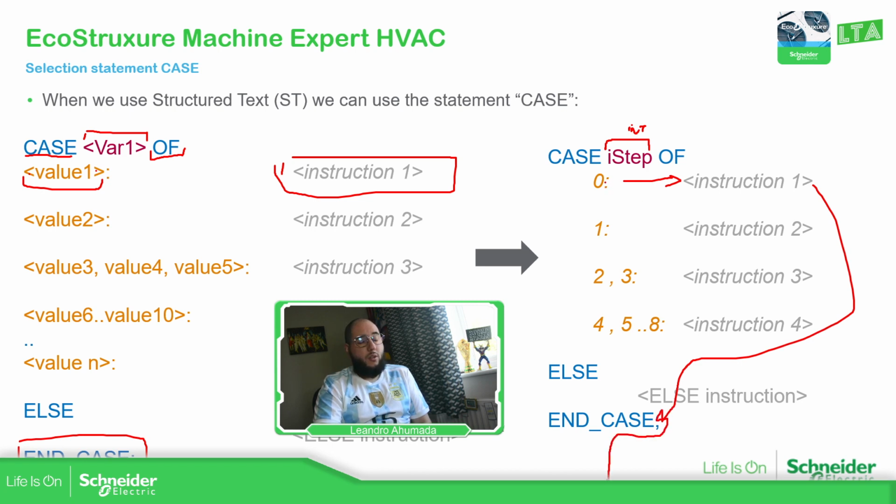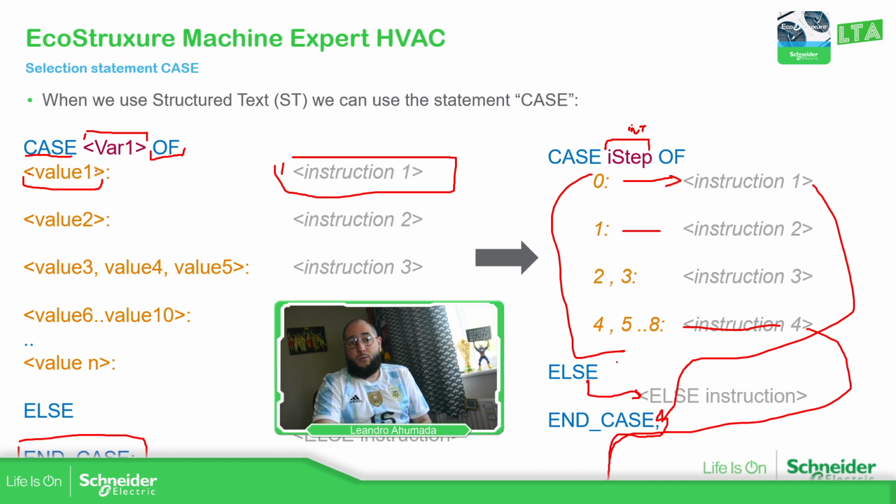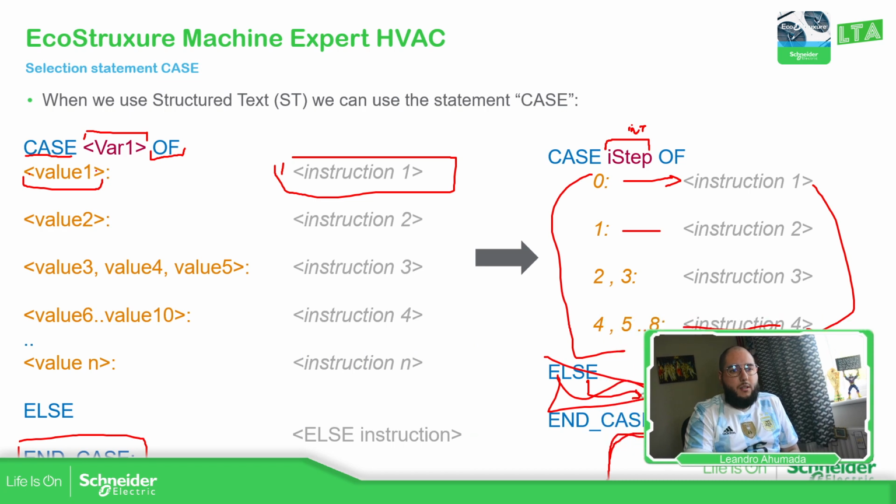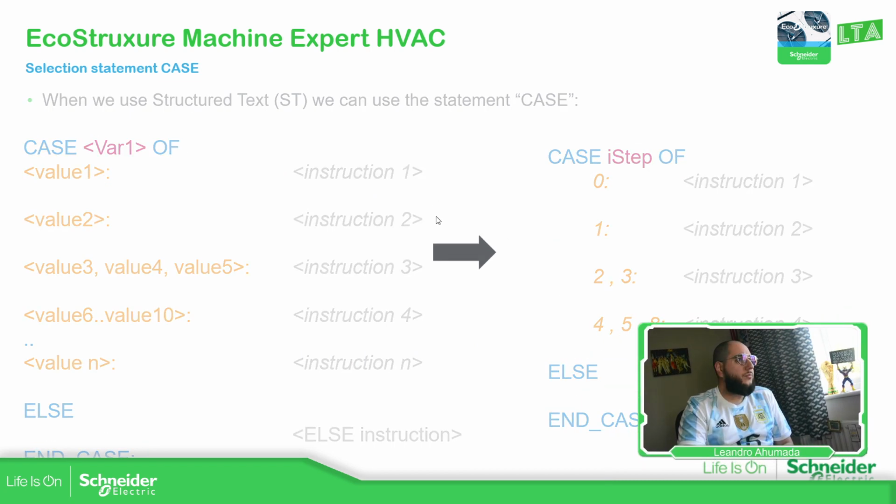If it's not 0, then it compares this one, no. If it's 2 or 3, no. Is the value 4 or is between 5 and 8? Equal 5 or equal 8 and everything between them? Yes, then execute this part of the code and then just get out. If it's none of these values, it just executes this instruction, or doesn't do anything, you just delete it if you don't want this part of the code, and that's it. Okay, so it's very easy to use.